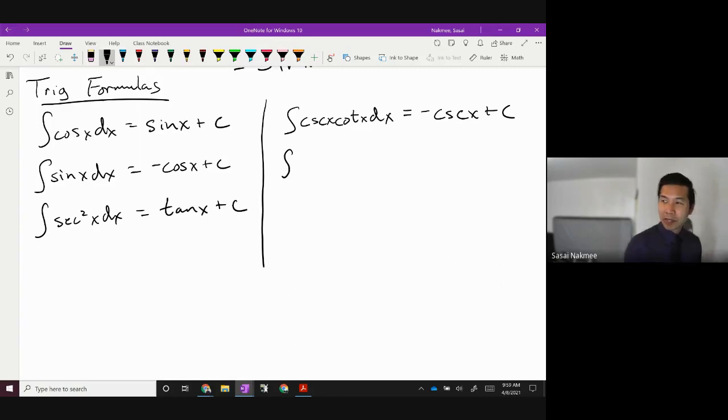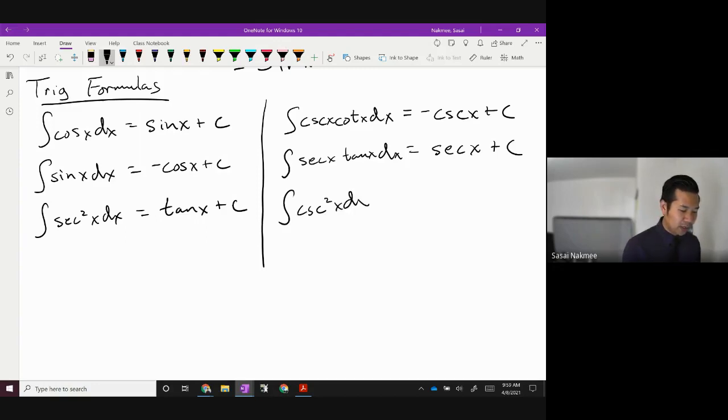The next integral is going to be the integral of secant x tangent x dx, and that's going to be equal to secant x plus c. And the last one is the integral of cosecant squared x dx, and that's going to be equal to negative cotangent x plus c. So these are ones that you should kind of get yourself to know, but if you already know the derivatives of all 6 trig functions, you kind of know the antiderivative of them as well. Okay, so that's that one for the trig formulas.